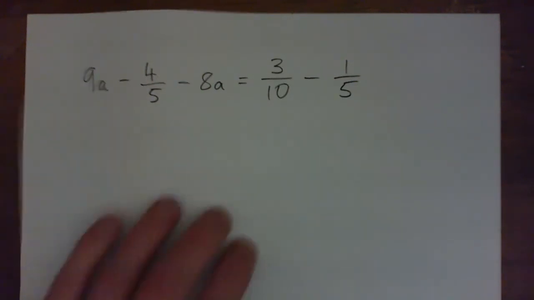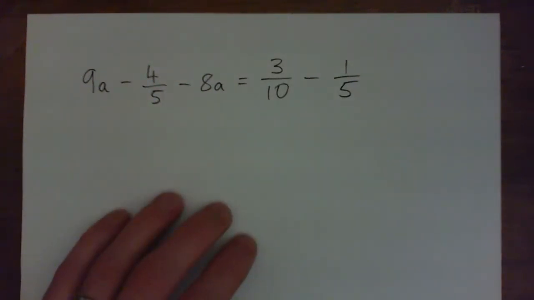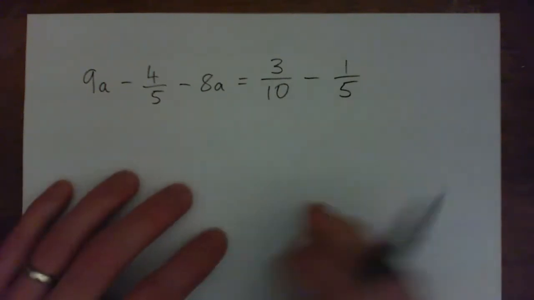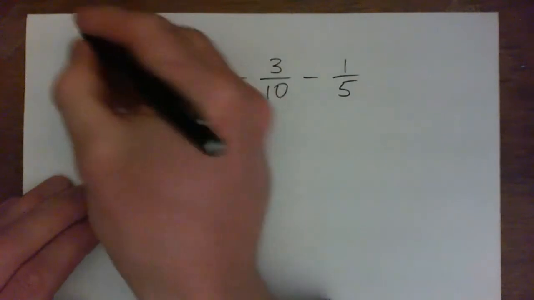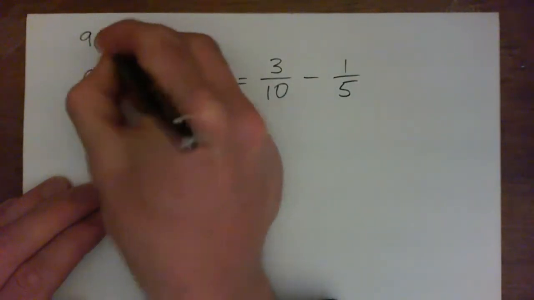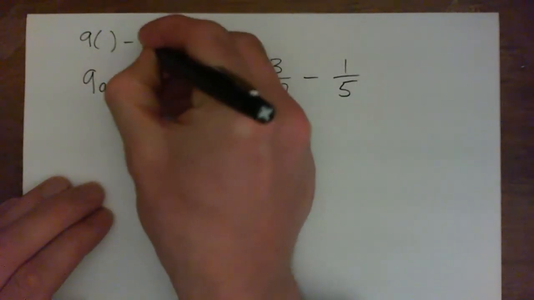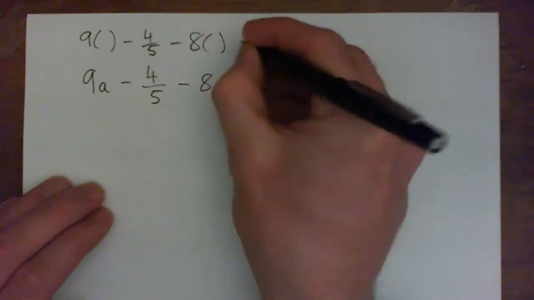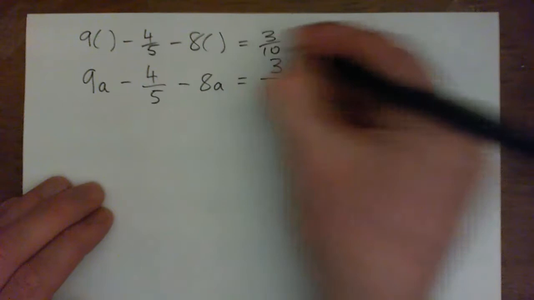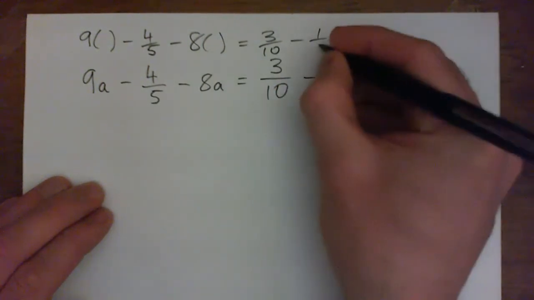Okay, let's go over this question. What we're trying to do is find the missing number a that, when I plug it back in, makes this equation true. So at the end, once I find my answer and we plug it back in, it will make this equation true. That's what we're trying to do, right?